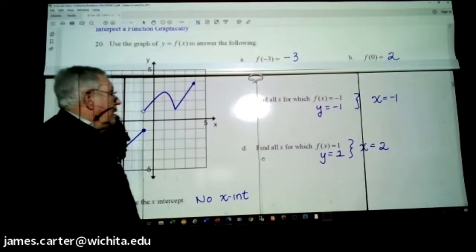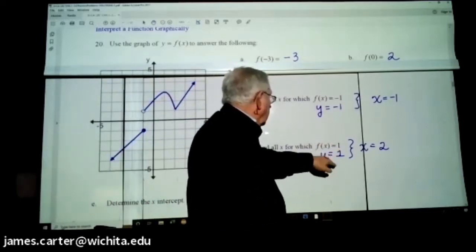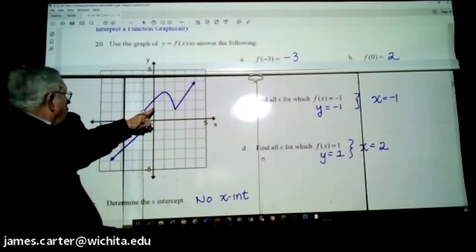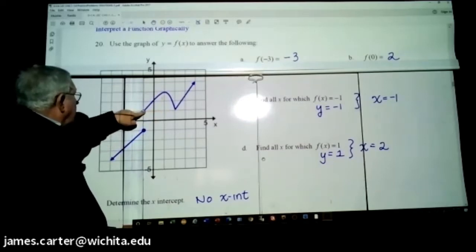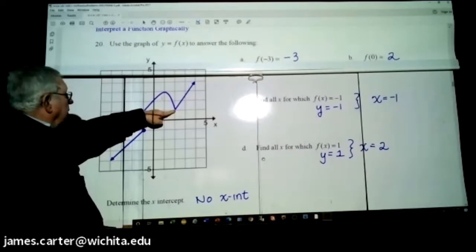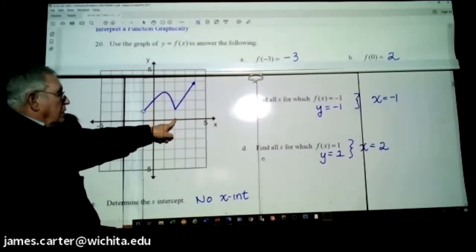On D, if y is 1, then what is x? Okay, if y is 1, this line, it's not included here, but it is included here at y equals 1. So x should be 2.